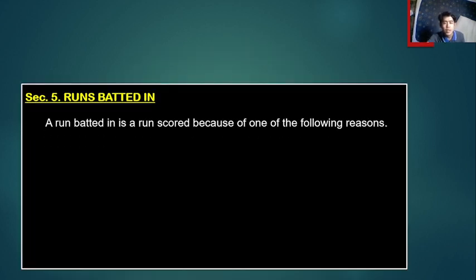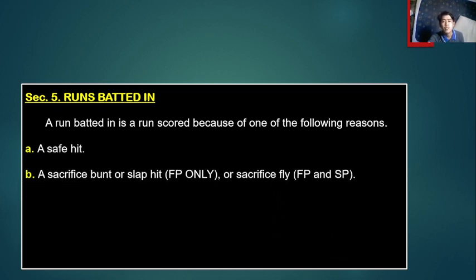Let's proceed to section 5, the runs batted in. This is a run scored because of one of the following reasons: a safe hit, a sacrifice bunt or slap hit for the FP, or a sacrifice fly for the FP, both for the FP and SP.